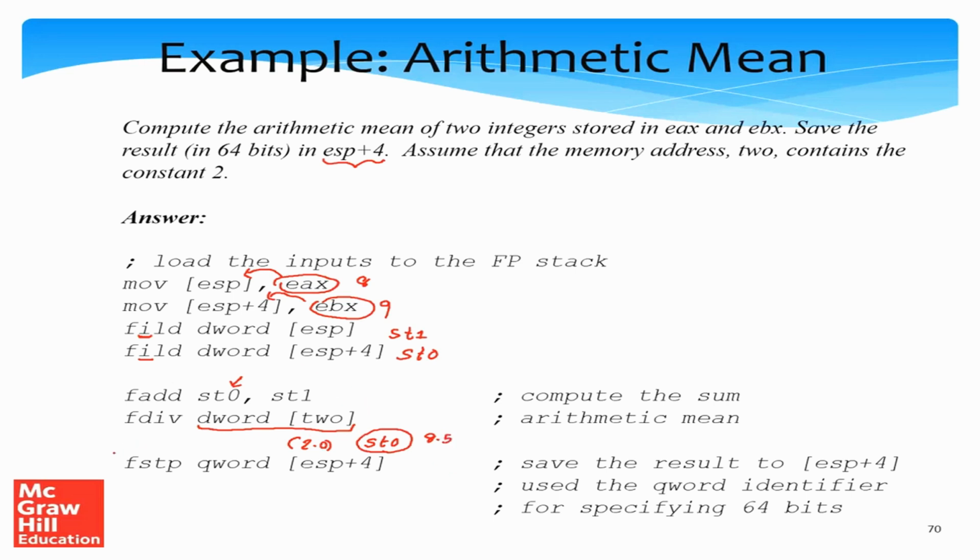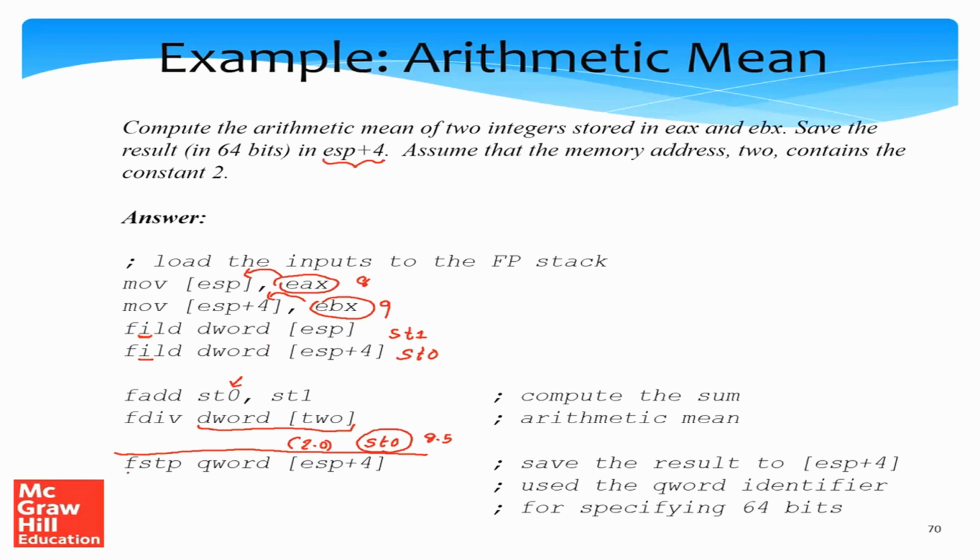What needs to be done next? Well, what needs to be done next is that we need to save the result to ESP plus 4, this memory address ESP plus 4. And we want to save a 64-bit result. So that is the catch.